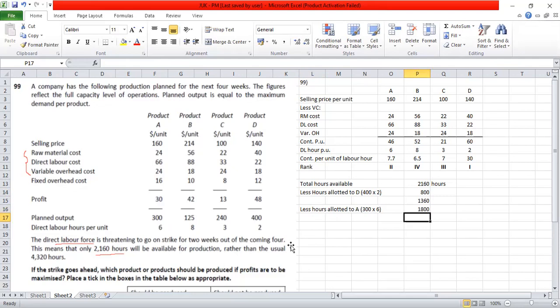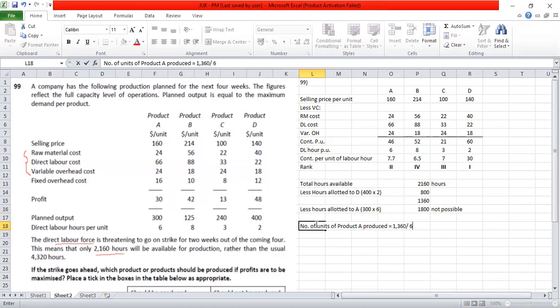Therefore, out of this 1,360, as many units as they can manufacture, they would take up manufacturing that many. So the number of units of A produced is equal to 1,360 divided by each unit requires 6. So how many units would be produced? That is 227 units will be produced.